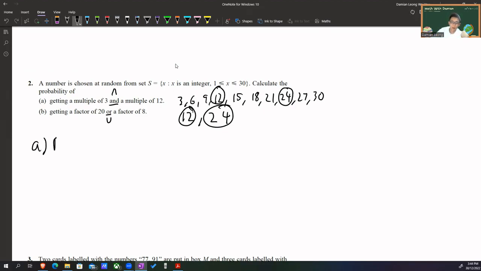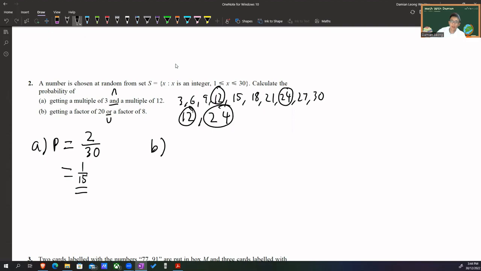So for part A, the probability will be 2 outcomes out of total. There are 30 numbers from 1 to 30, so there are 30 numbers. So when you can simplify the fraction, always simplify your fraction. Leave it in fraction form, it's fine. So it's 1 over 15 for part A.